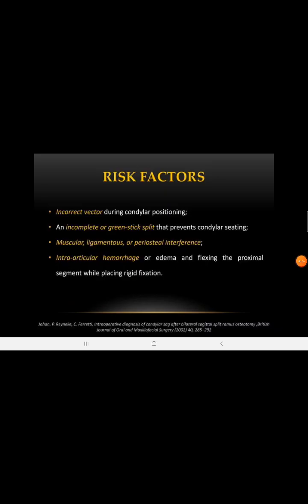Now let us look at the various risk factors that are associated with condylar sagging. There can be an incorrect vector during condylar positioning. There can be an incomplete or greenstick split that prevents condylar seating. There can be muscular, ligamentous or periosteal interference. There can be intra-articular hemorrhage or edema, and flexing of the proximal segment while placing the rigid fixation. So these are the various risk factors associated with condylar sagging.